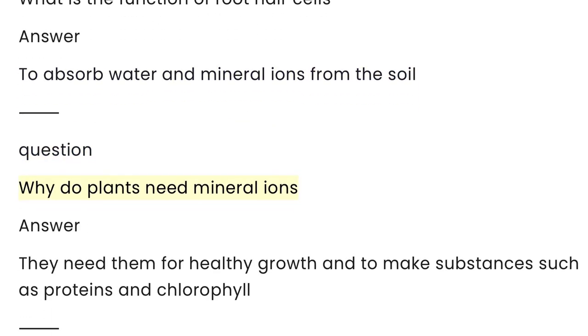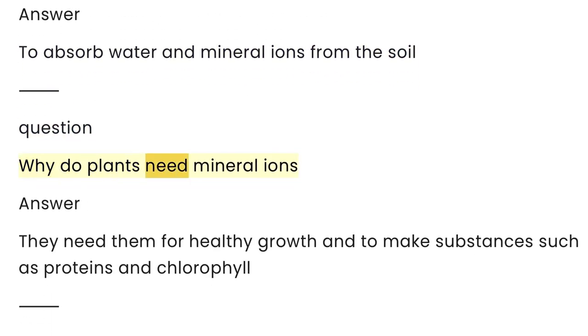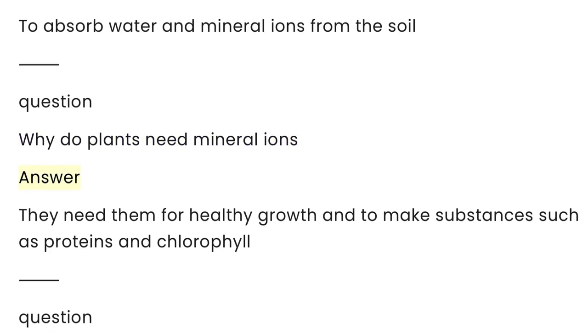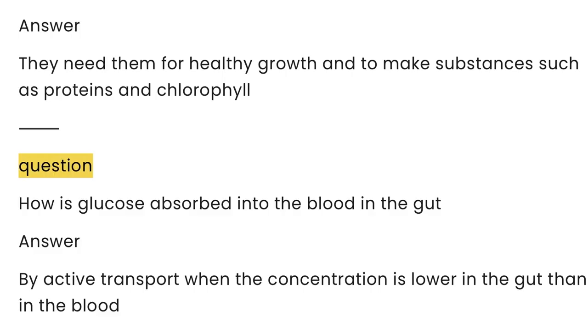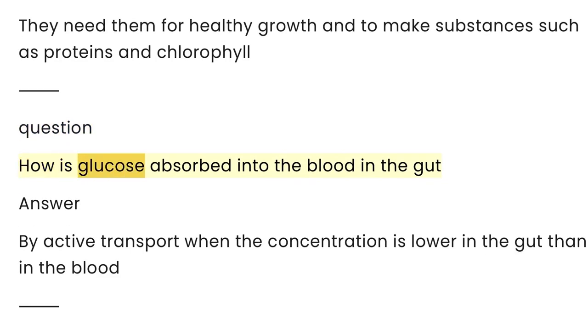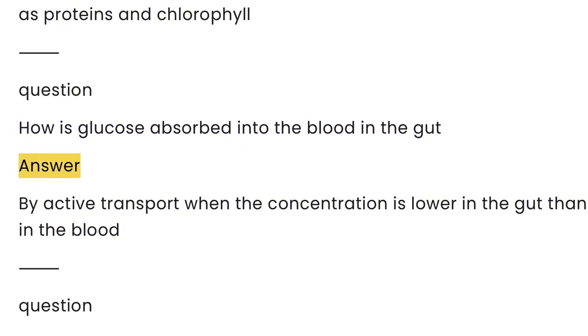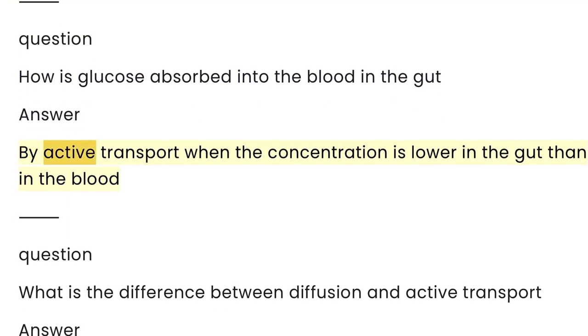Question. Why do plants need mineral ions? Answer. They need them for healthy growth and to make substances such as proteins and chlorophyll. Question. How is glucose absorbed into the blood in the gut? Answer. By active transport, when the concentration is lower in the gut than in the blood.